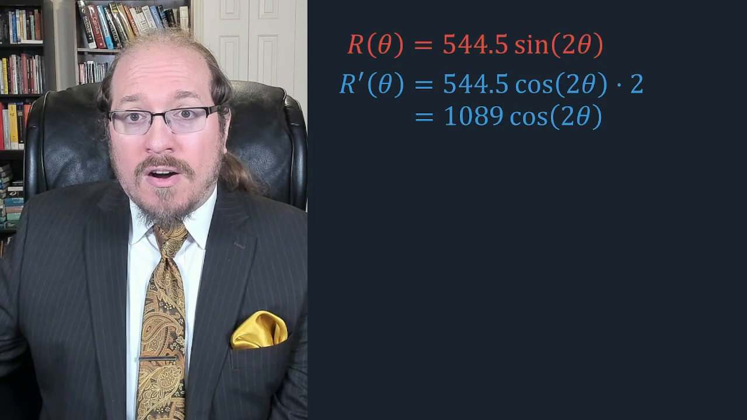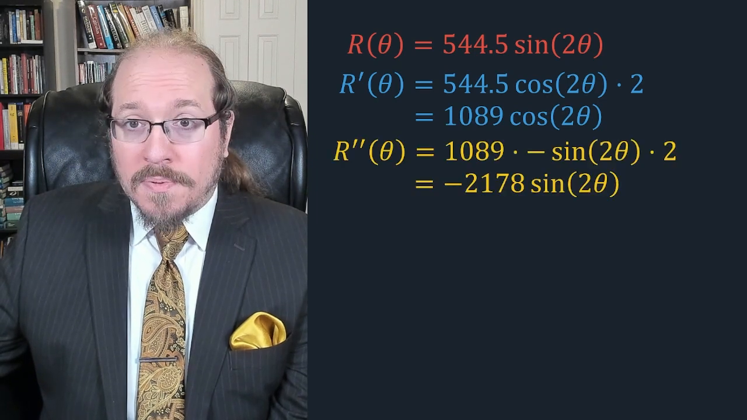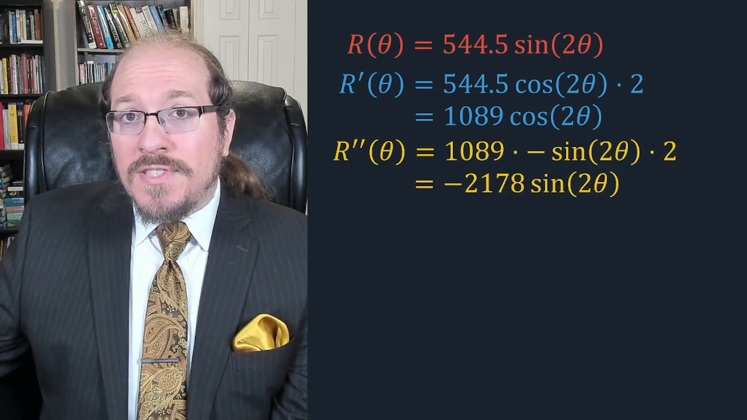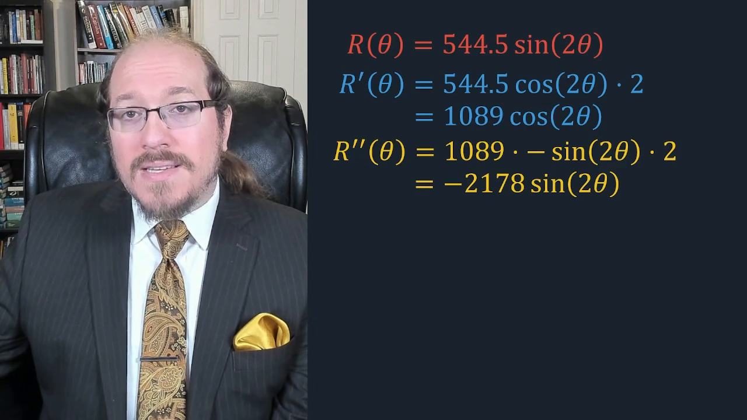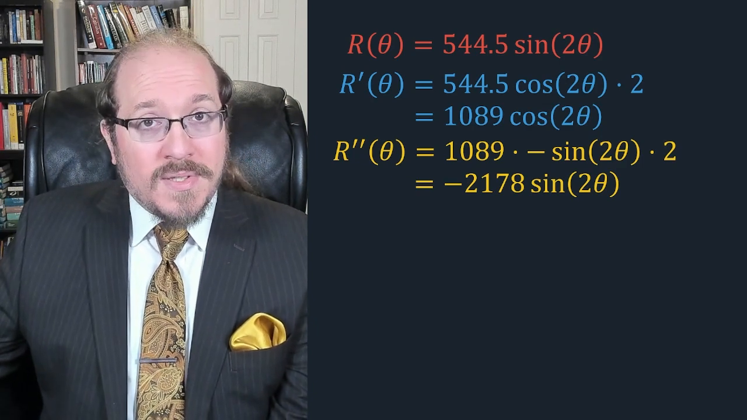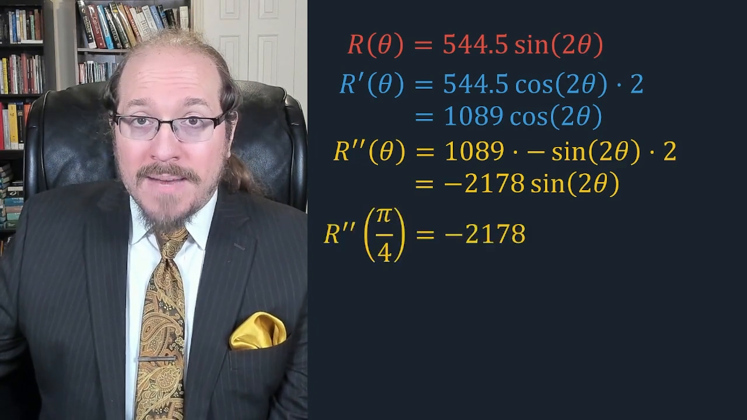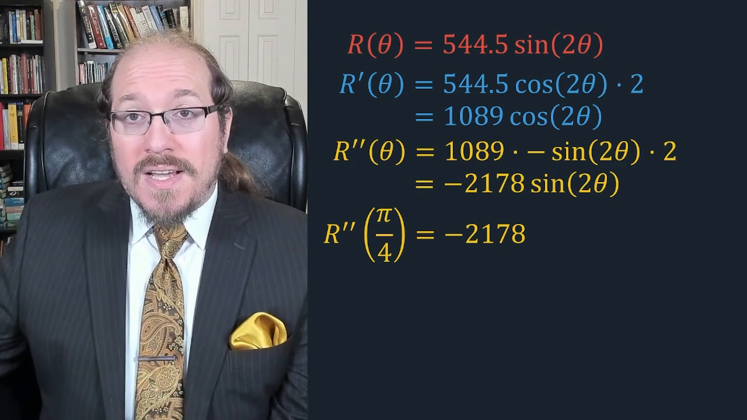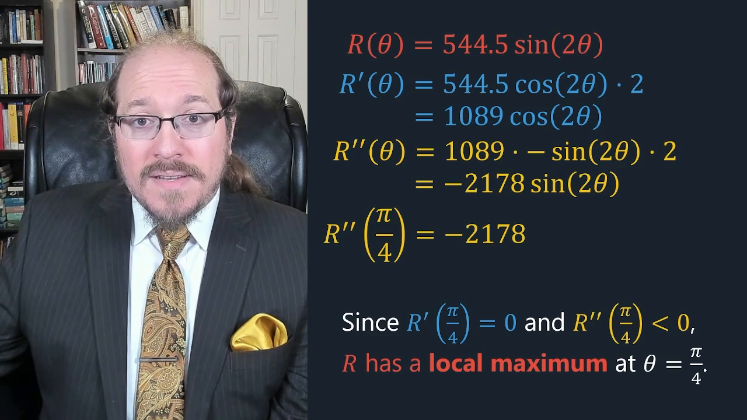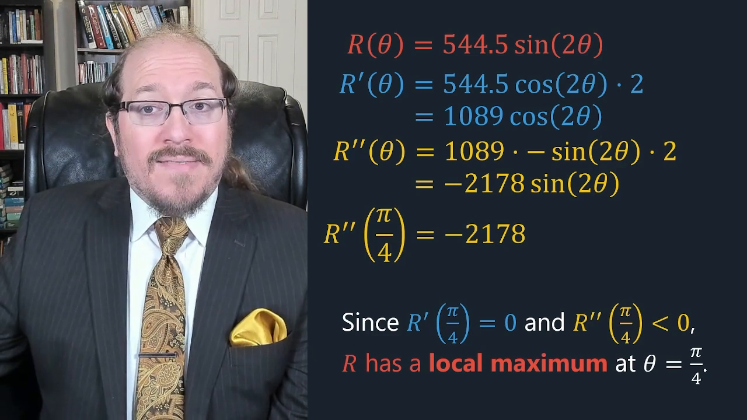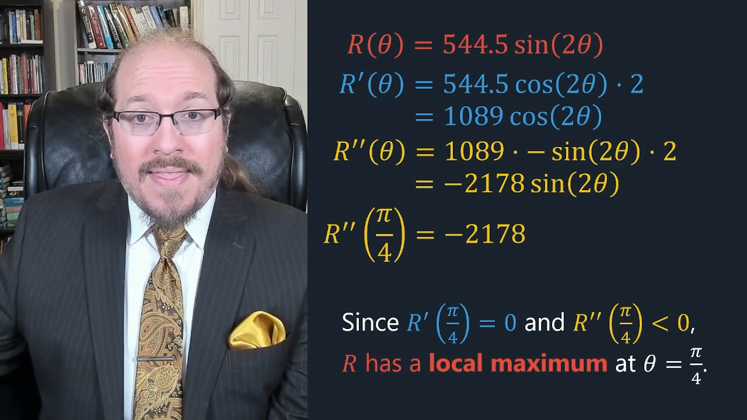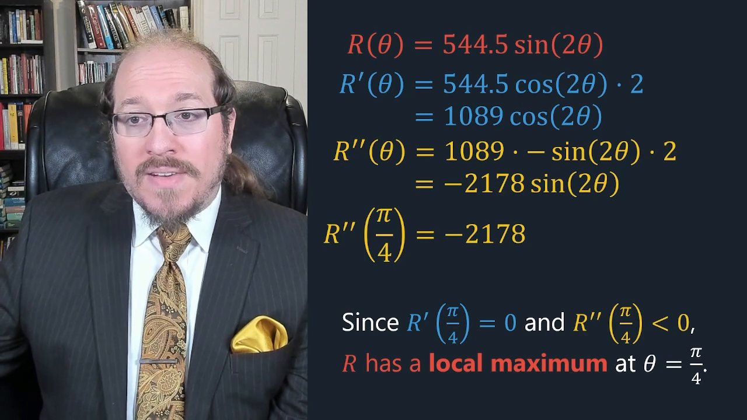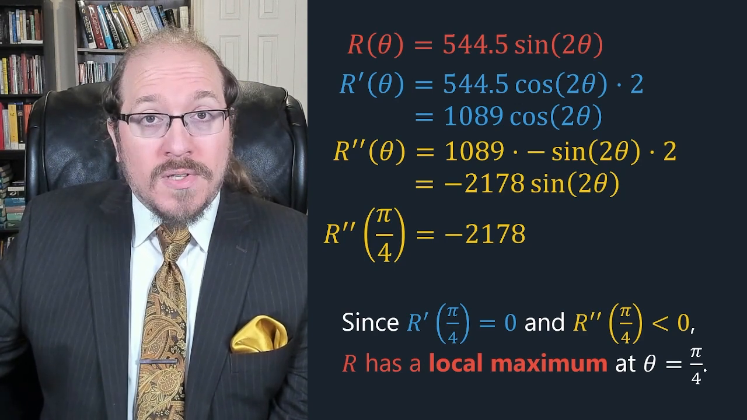Taking the derivative of r prime, we get r double prime of theta equals negative 2,178 times the sine of 2 theta. And if we plug in pi over 4, we get negative 2,178. Since r double prime is negative, r must be concave down in that neighborhood. And that confirms that the critical point we found must indeed be a local maximum.